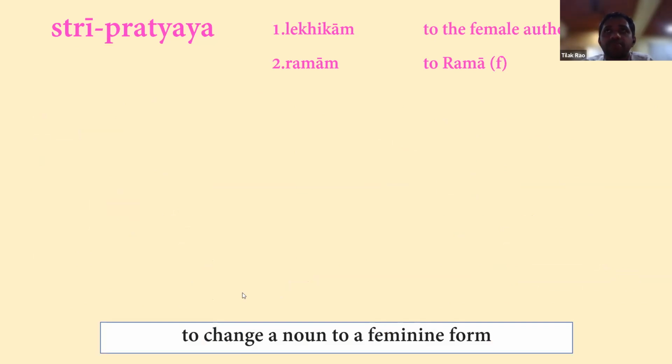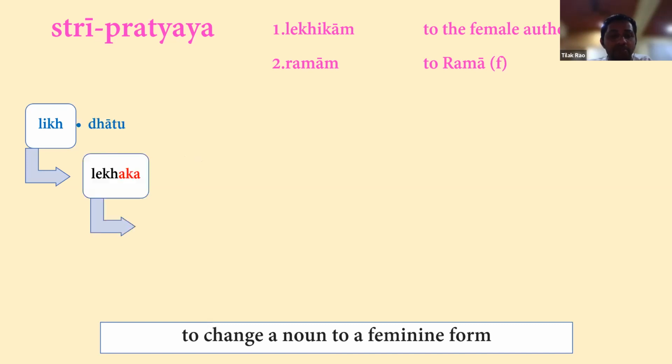So first we saw types of pratyayas: krit pratyayas, sup pratyayas, and ting pratyayas, and Vyakarana pratyayas. Then I added another type, that is sanadi pratyayas. Then one more type of pratyaya, there are two more remaining, stri pratyayas. So some pratyayas are added to get a feminine form. If you take the same example, if you start from lik as a dhatu, to a dhatu, a krit pratyaya can be added. Then we get lekhaka.